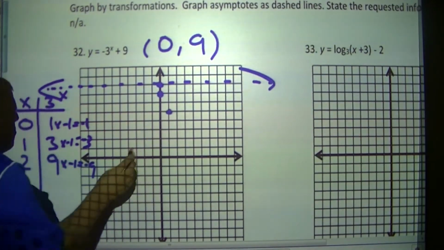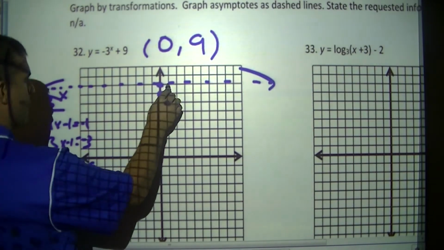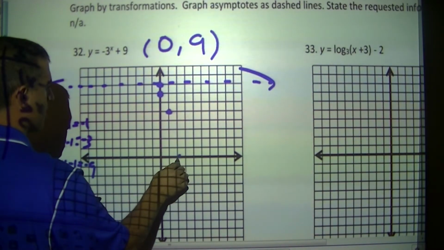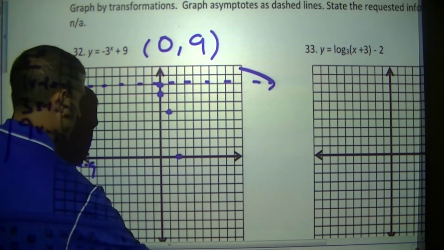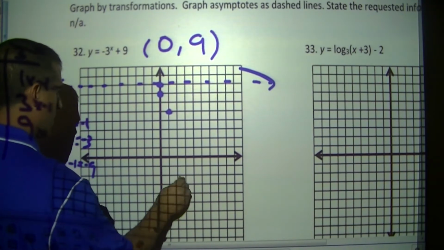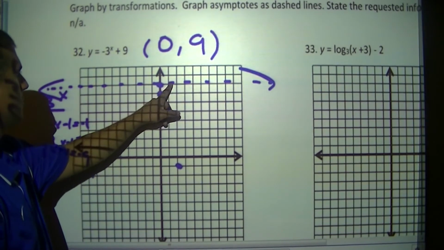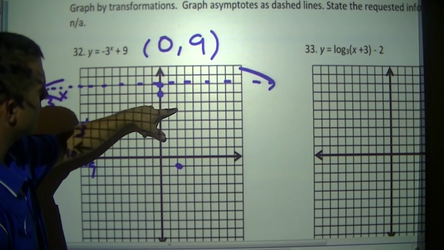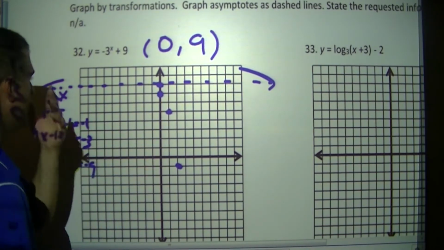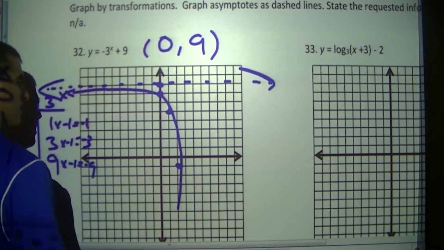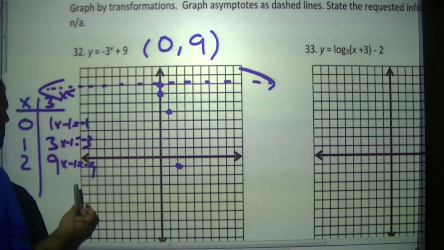So 0 over, 1 down. 1 over, 3 down. Always go off of the anchor point. And 2 over, 9 down. What this is going to do is approach this and go straight down. That's not a very good drawing.